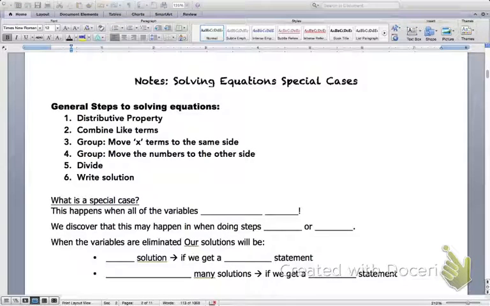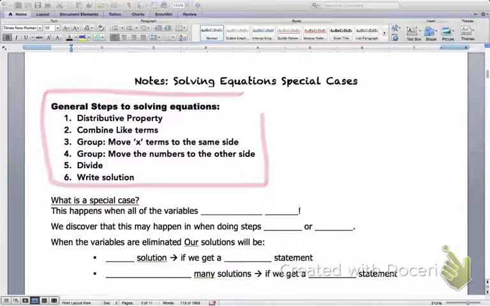Hello everyone. Today's lesson is going to be on the continuation of solving equations. So you already know how to solve a basic equation, and these are the general steps to solve that equation. But today we're going to focus on solving equations that have special cases. So we're going to get into what that means.